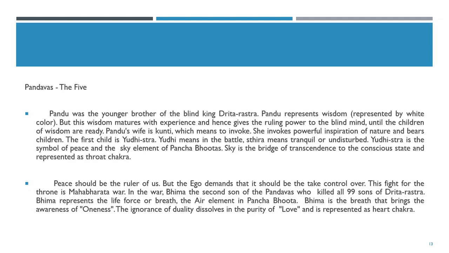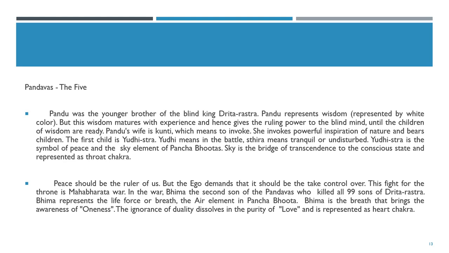And this is something more interesting. When I read the Bhagavad Gita, this is where I realized the other meaning. The Pandavas are the five elements, so let us see. Pandu, the younger brother of the blind king Dhritarashtra, represents wisdom. Wisdom's nature represents the ruling power over the blind. The children of wisdom are ready. Pandu's wife Kunti, which means invoke, invokes powerful inspiration and bears the children. The first child is Yudhishthira. Yudhi means in battle, sthira means tranquil or undisturbed. So Yudhishthira is a symbol of peace.